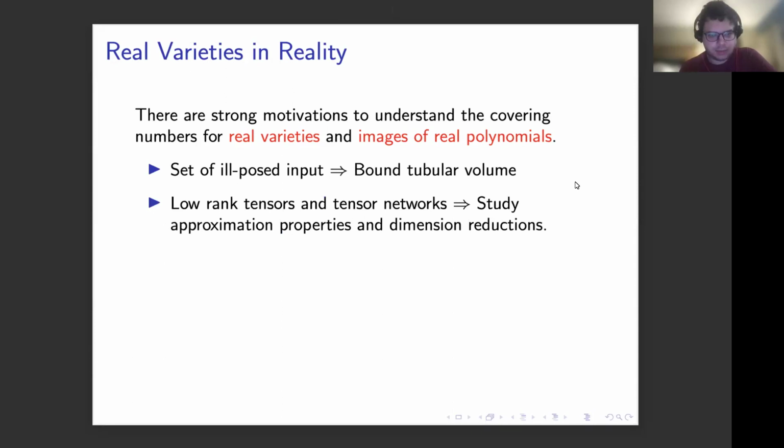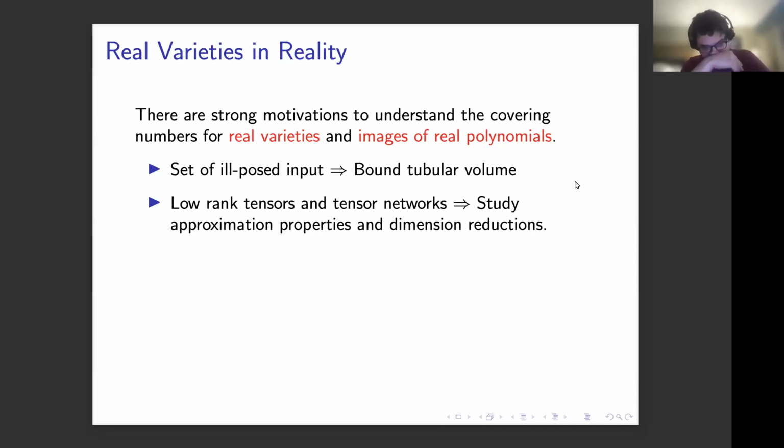So one application I'll come to later in the talk is actually low-rank tensors. So tensors and tensor networks with low-rank decompositions, the set of them naturally is the image of a polynomial map. The tensor decomposition itself gives a polynomial parameterization of the set. And so we're going to be able to actually bound the covering number of low-rank tensors and get some interesting, some amusing conclusions from that.